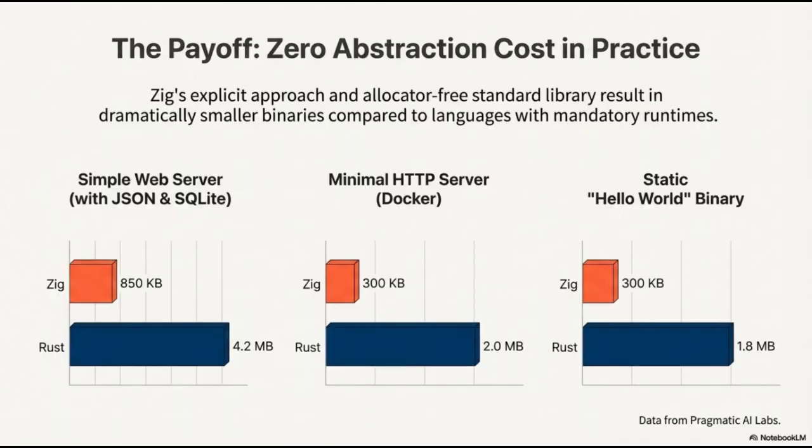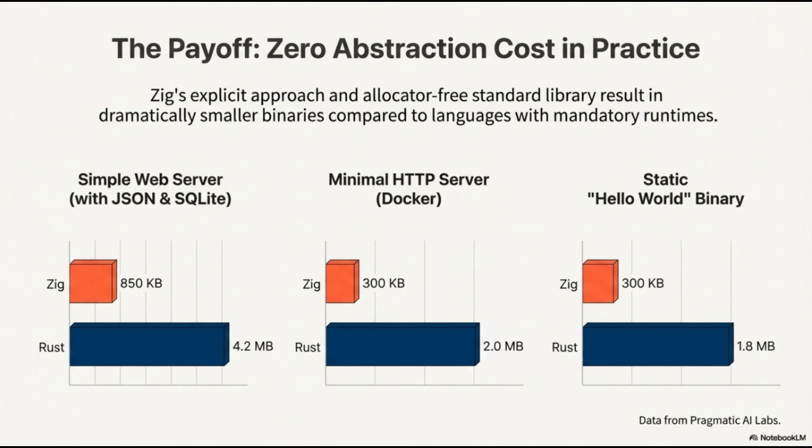Zig's explicit approach and allocator-free standard library result in dramatically smaller binaries compared to languages with mandatory runtimes. This data illustrates the practical payoff of a zero abstraction cost philosophy by comparing Zig to Rust across 3 common scenarios. For a simple web server incorporating JSON and SQLite, Zig produces a binary of only 850 kilobytes, while the Rust equivalent is nearly 5 times larger at 4.2 megabytes.